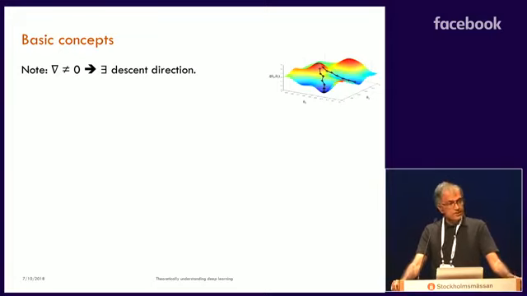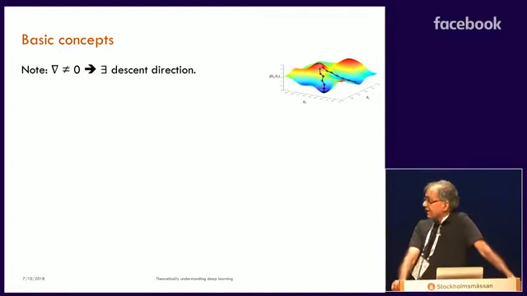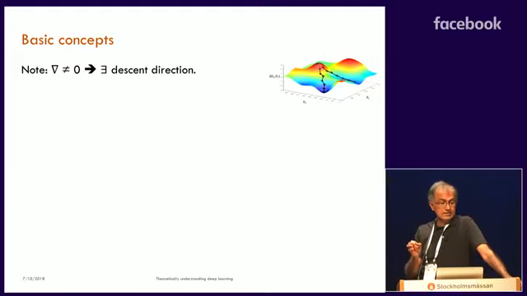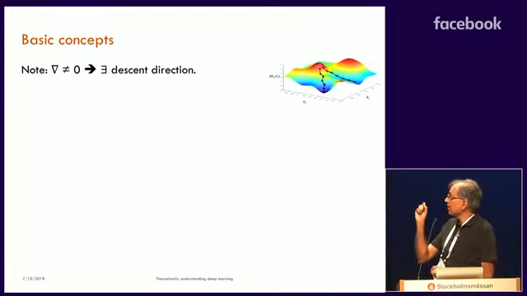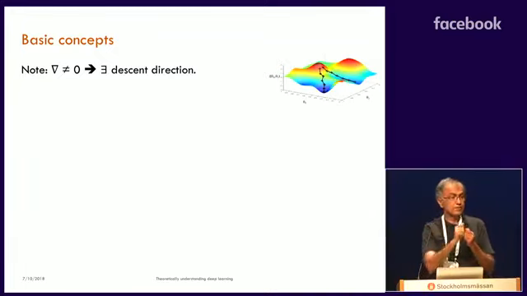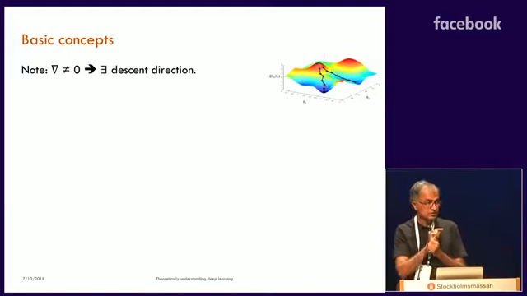So some basic concepts in discussing optimization. By definition, if the gradient is non-zero, then there exists a descent direction, right? Because that's the meaning of the gradient: if you make an infinitesimal change in the parameters, then the gradient tells you the direction of maximum change. So if the gradient is non-zero, then the negative of the gradient is the direction in which the loss is going to decrease.